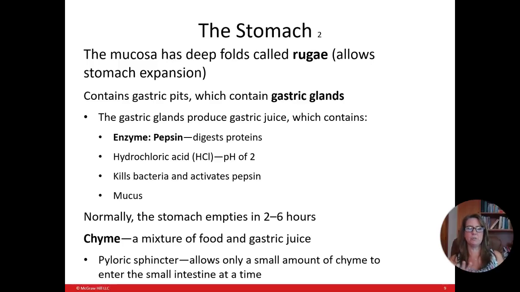Now you're going to see throughout this chapter terms like sphincter. So essentially this is a round piece of muscle or a circular piece of muscle that's going to control the movement of materials from one organ to the next. So we have a sphincter at the base of our esophagus, between the esophagus and the stomach. Now we have another sphincter between the stomach and the small intestine. So essentially what it's going to do is just allow a small amount of chyme to enter the small intestine at a time.